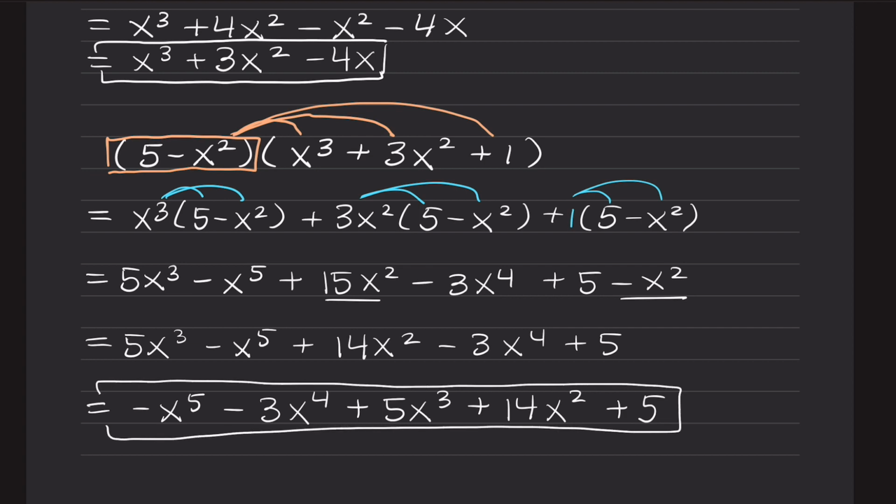If we wanted to list the degree, that would be 5. The leading coefficient would be this negative 1, and then the constant would be this plus 5 off at the end.